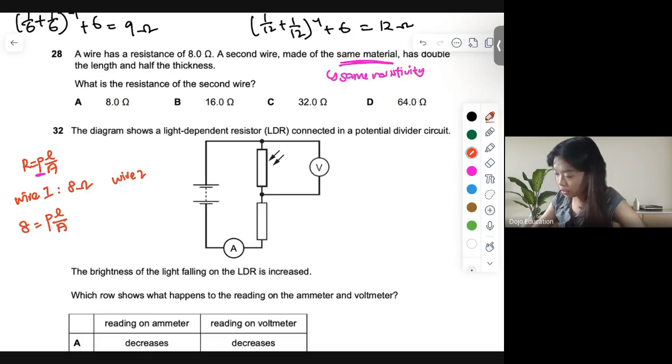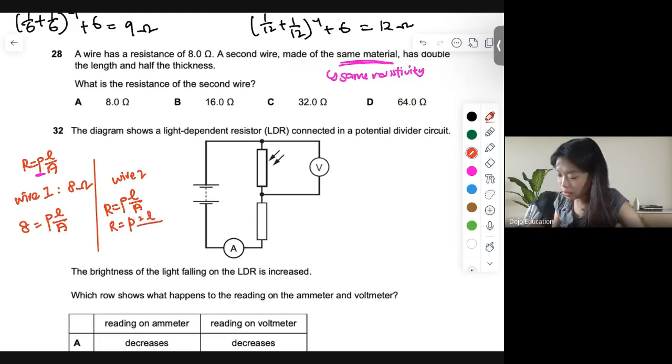It says we have the same material, double the length and half the thickness. So R equals rho L over A for wire 2. My R, I don't know yet. My rho is the same, so it's rho. And then my L now is double the length, so it will be 2L.